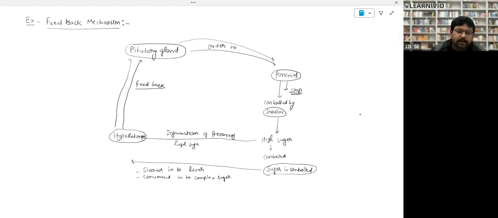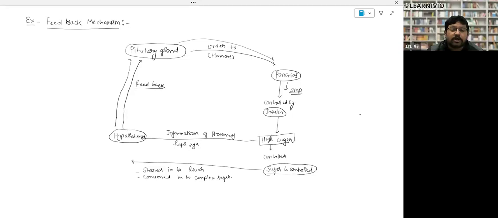Now what will happen? Suppose there is high sugar in our body. This information will be passed to the hypothalamus gland. The hypothalamus gland will give feedback to the pituitary gland that there is very high sugar, and the pituitary needs to activate the pancreas. Now the pituitary gland will give the order with the help of a hormone, right? It will release some hormone, and with its help it will give the order to the pancreas.